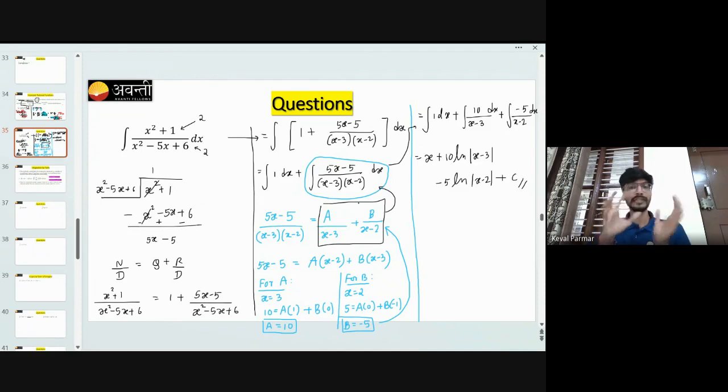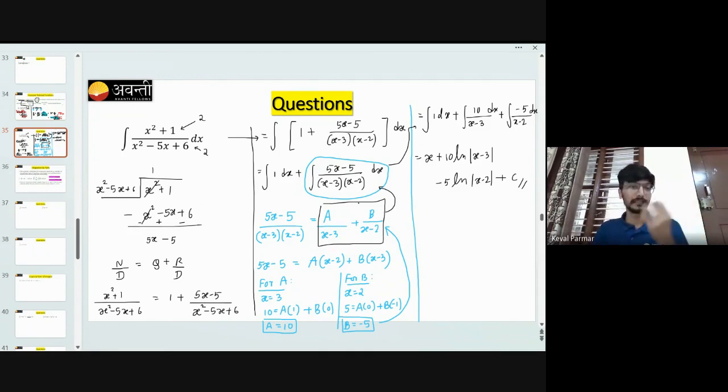So here the rational functions integration is over, till here. Rational function integration में we have two types. In proper we always use partial fraction. Improper में we use divide and rule. Correct. So now let's move on to the next part.